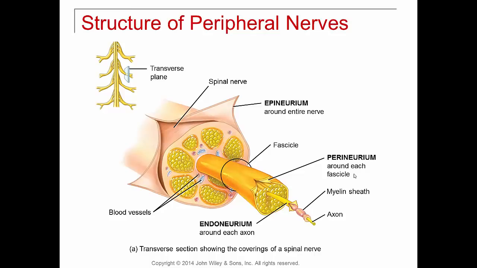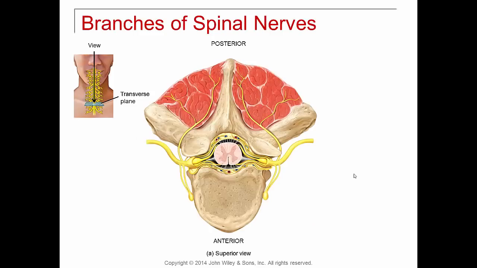Think of it as the sleeves of a coat. If the body of the coat is the dura mater protecting the brain and the spinal cord, then the epineurium would be the sleeves of the coat protecting the peripheral nerves. Next, we'll look at the branches of the spinal nerves.